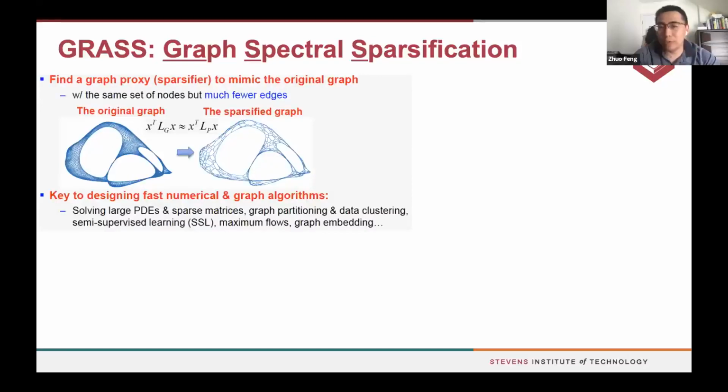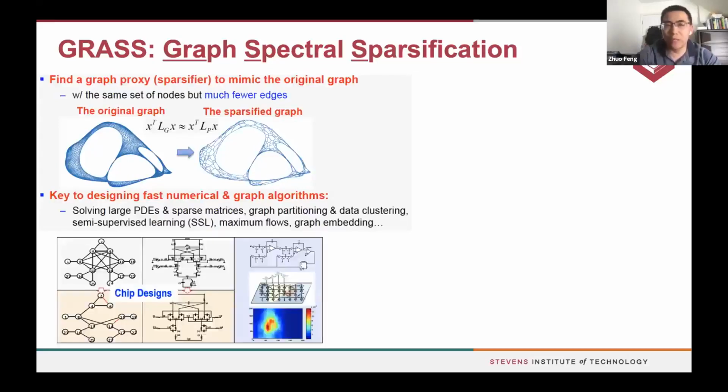Since I don't want to introduce too many mathematical details here, I just want to let you know that our graph sparsification work will allow preserving very important graph properties. This has been shown to be very important for designing many fast numerical and graph algorithms. For example, the problems of solving large partial differential equations, sparse matrices, graph partitioning, data clustering, semi-supervised learning, maximum flow, and graph embedding. So here I'm going to show you a few examples of how this sparsification technique can be used to accelerate our design and optimization process.